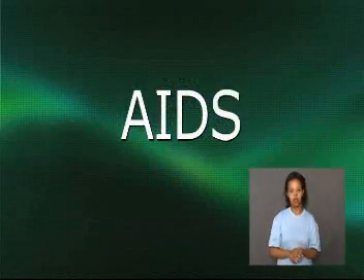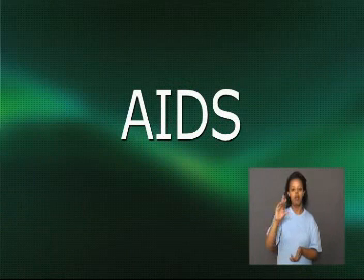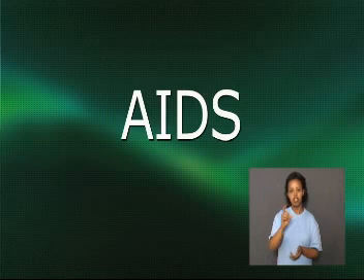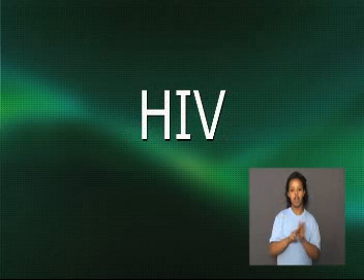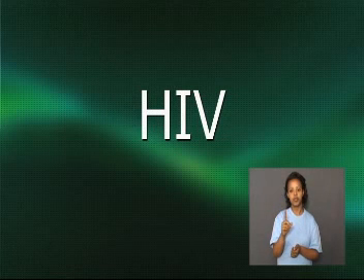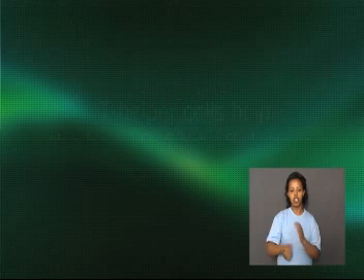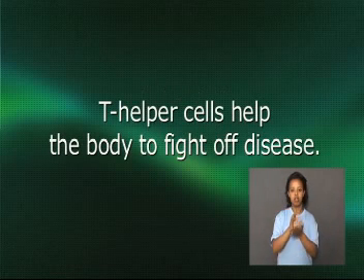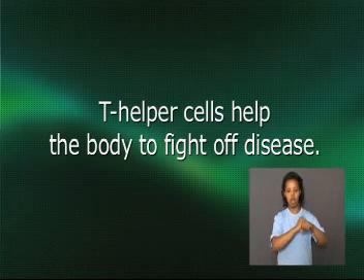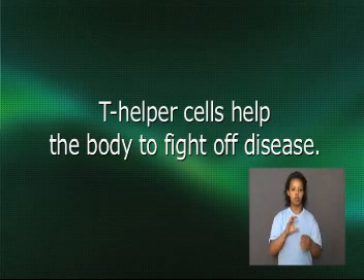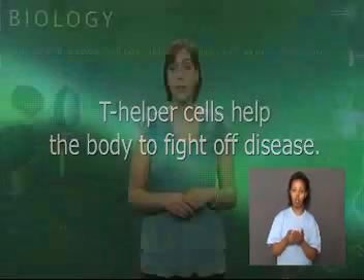Let us begin the lesson by discussing the virus of HIV and explain how AIDS develops. Acquired immune deficiency syndrome, or AIDS, is caused by the human immune deficiency virus, or HIV. HIV infects cells called T helper cells in the immune system. These are cells that help the body to fight off diseases.